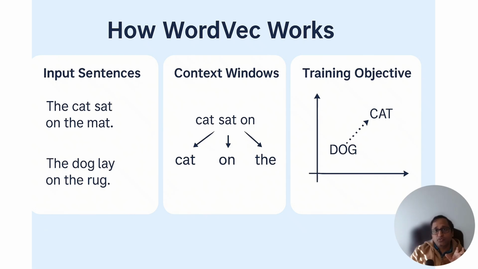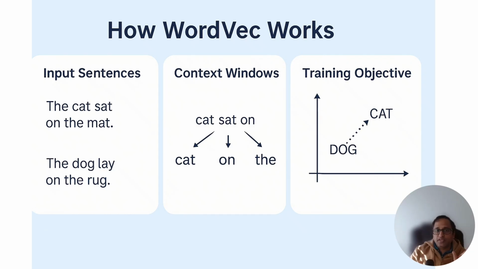Now that we know what word2vec is and where it came from, let's see how it actually works. Imagine we start with a simple sentence like: the cat sat on the mat, the dog lay on the rug. The model doesn't know what a cat or dog means. It only knows that they appear near certain other words.